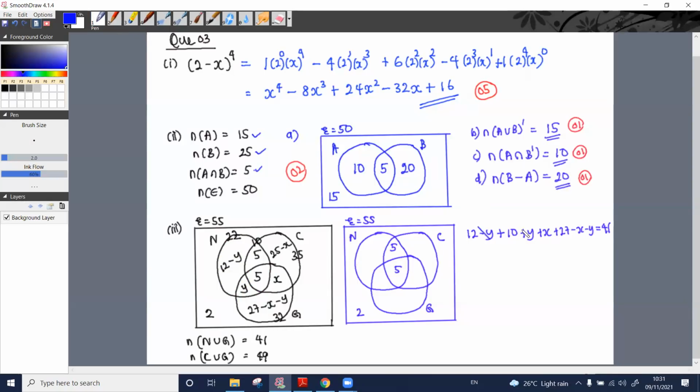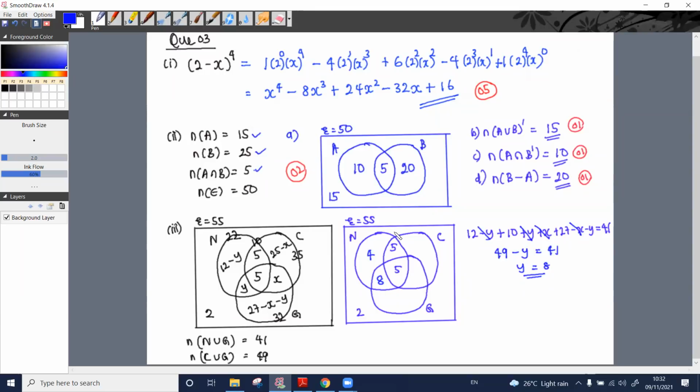Right. Minus y to plus y we can cancel. Plus x to minus x also we can cancel. So here we have 12 plus 10, 22. 22 plus 27, that is 49. 49 minus y equals 41. Therefore, y should be equals to 8. The value of y is 8. So here it is 8. 12 minus 8, here it should be 4.